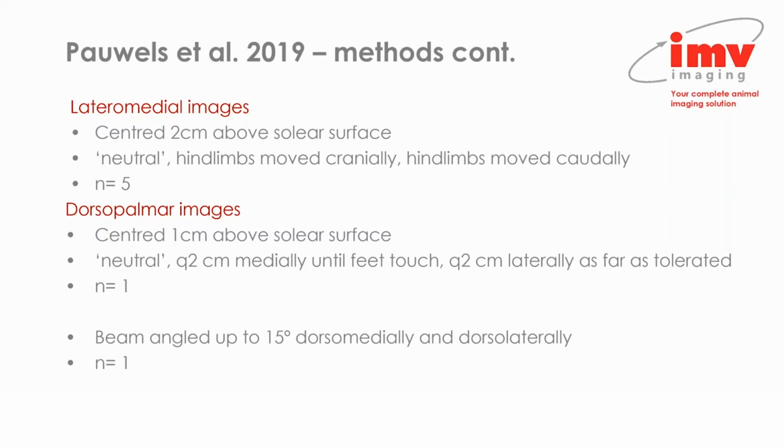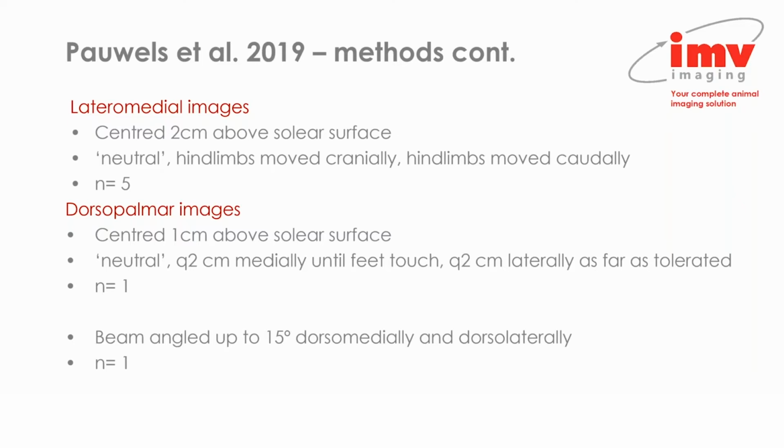The hind limbs were moved cranially in order to create a bit of angle in the metacarpal region, so the feet would be positioned behind the metacarpal region, and then the hind limbs were moved caudally so that the forelimbs were angled the other way. And they did this in the 5 horses.